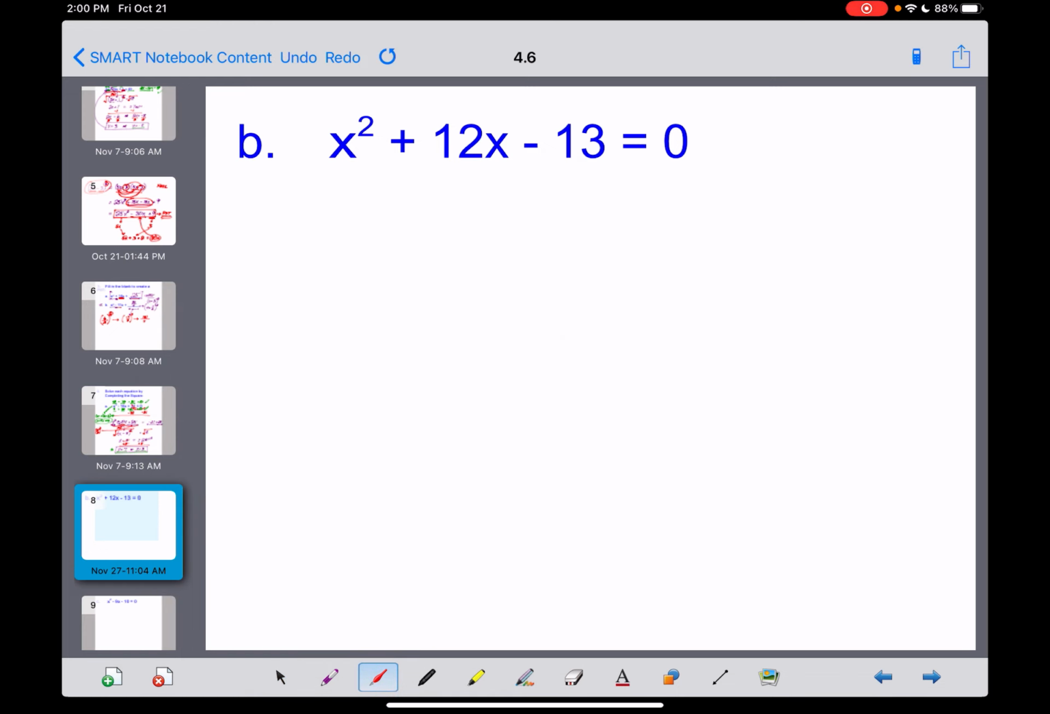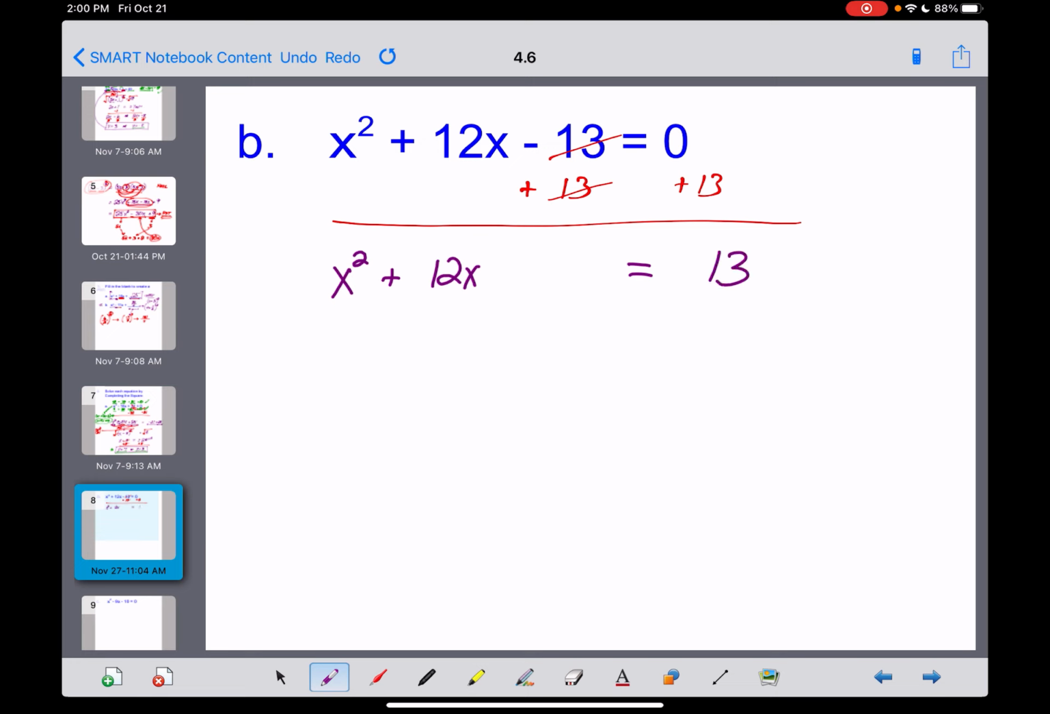x squared plus 12x minus 13 equals 0. Step number 1, get c out of the way. So we're going to add 13 on both sides of this equation. Those cancel, and we now have x squared plus 12x, leave yourself some room, equals, and 0 plus 13 is 13. Now, our job is to figure out what to add here to make this left side become a perfect square trinomial.